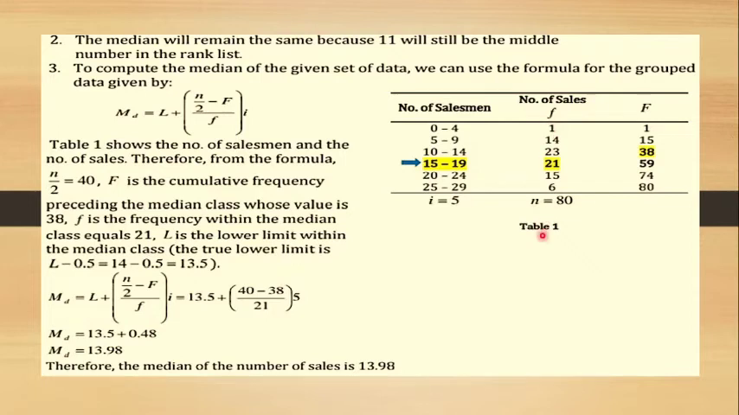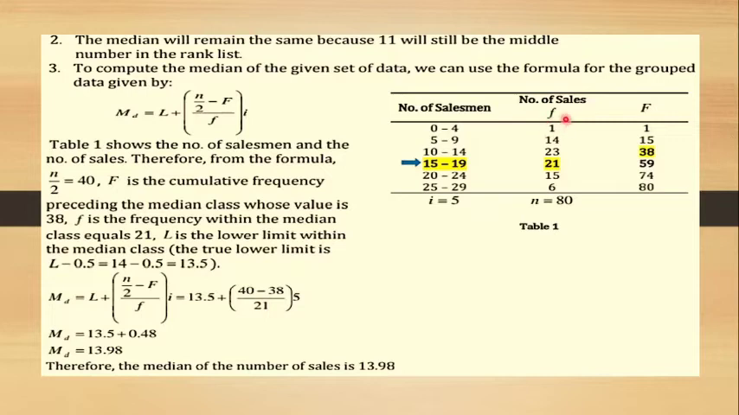So, in constructing a cumulative frequency, the number of sales here is arranged from lowest to highest: 0 to 4, 5 to 9, 10 to 14, 15 to 19, 20 to 24, 25 to 29. So, from lowest to highest. So, in constructing the cumulative frequency, or the big letter F, copy the first value of the frequency here.